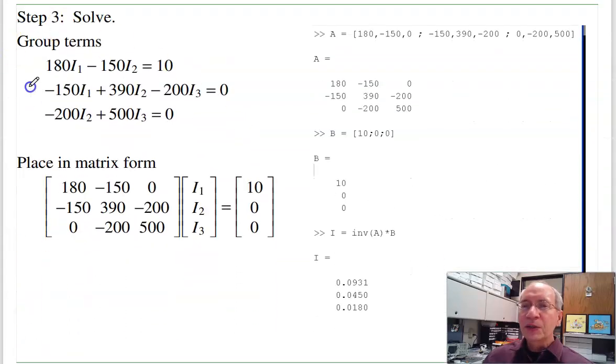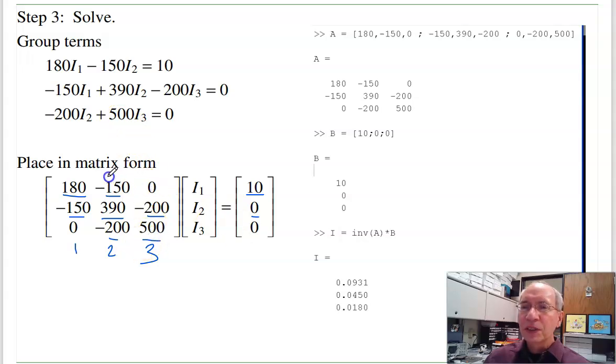To solve, you group the terms, put it in matrix form. So I'm going to call this guy over here I1, I2, I3. The first column is times I1, second times I2, times I3. So this equation is 180 I1 minus 150 I2 is 10. Minus 150 I1 plus 390 I2 minus 200 I3 is 0. Minus 200 I2 plus 500 I3 is 0.